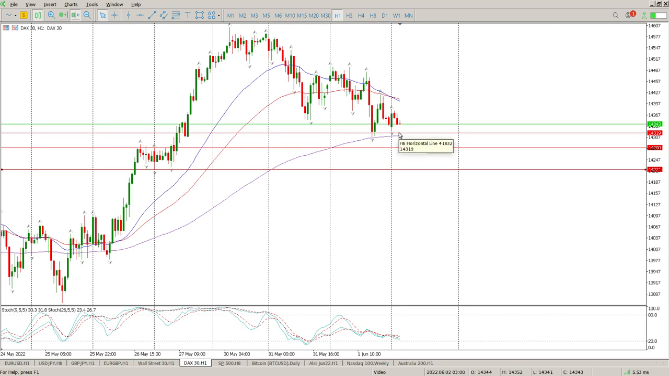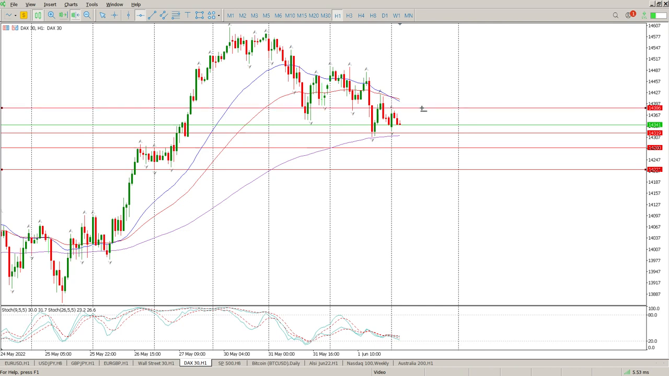If we can hold this, then we're definitely looking for a move to the upside. However, because we have a crossover of moving average to the upside, I'd want to see a break of the current high and a retest of this morning's high at 14,385 before looking for longs to the upside.